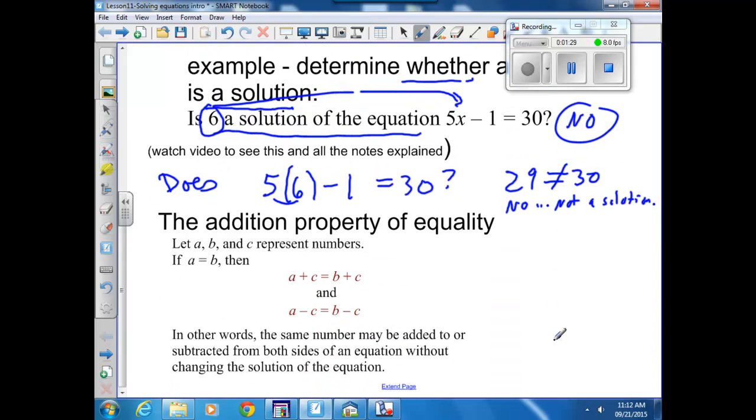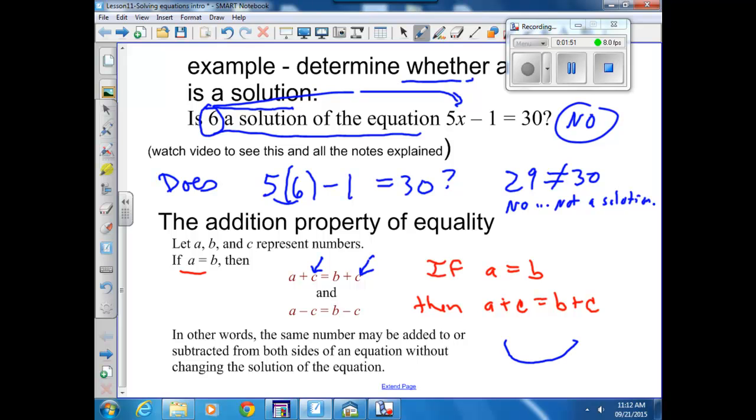Now, let's go a little deeper, the addition property of equality. If A equals B, then basically A plus C equals B plus C. And that's a fancy way of saying if I add something to one side of the equation, I must add it to the other to keep things fair and balanced.